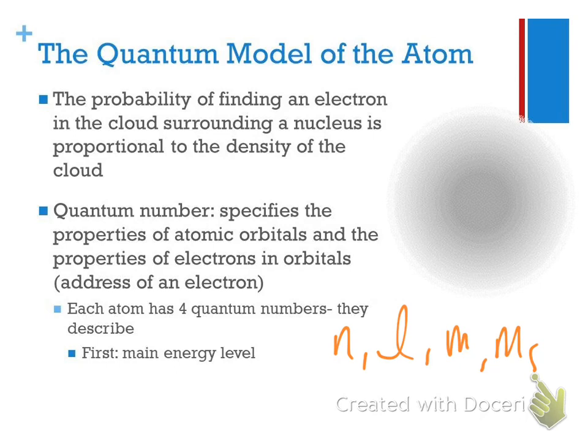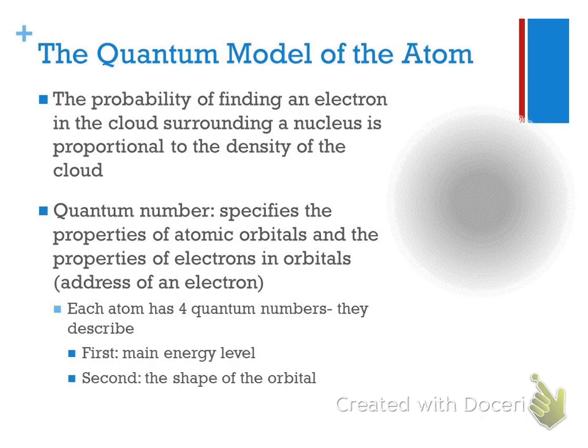The first part tells us the main energy level. So basically, what shell is it in? How far is it from the nucleus? Second tells us the shape of the orbital that it's in. Can someone tell me some of the shapes of our orbitals? There are 4 of them.